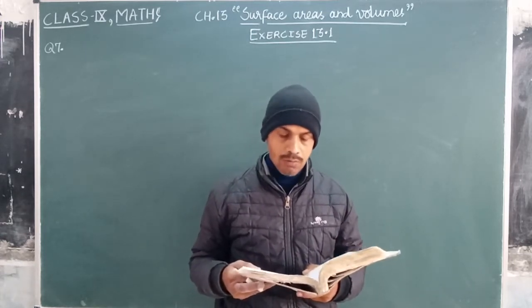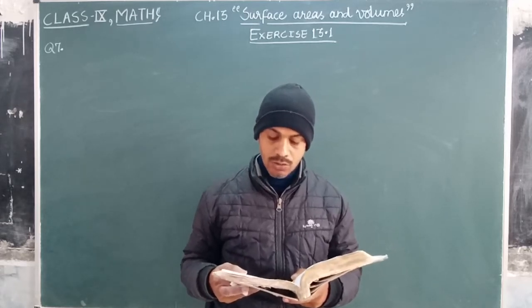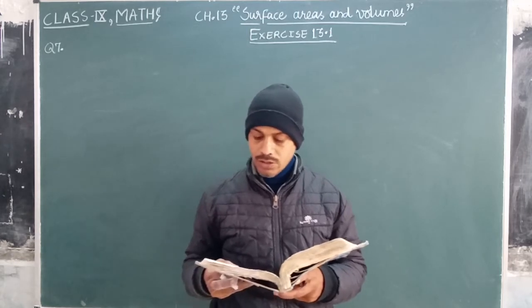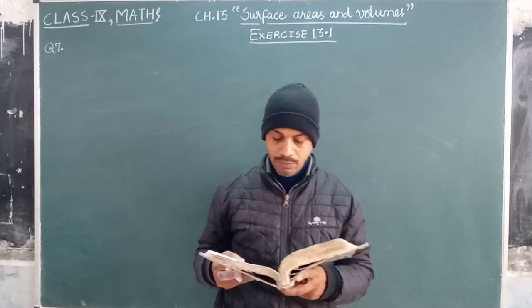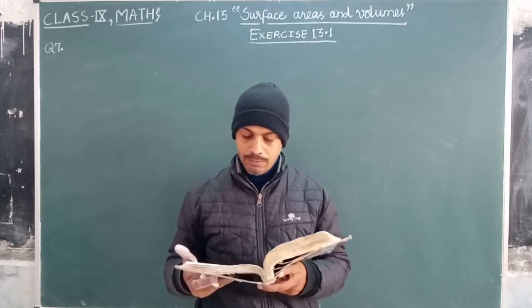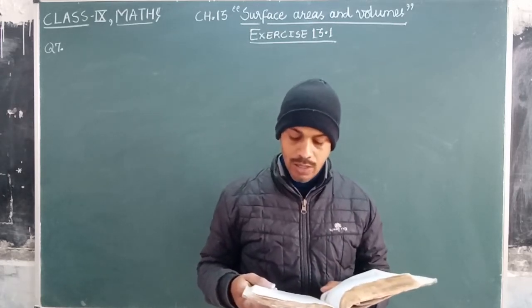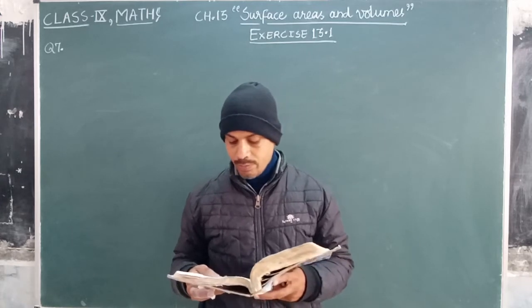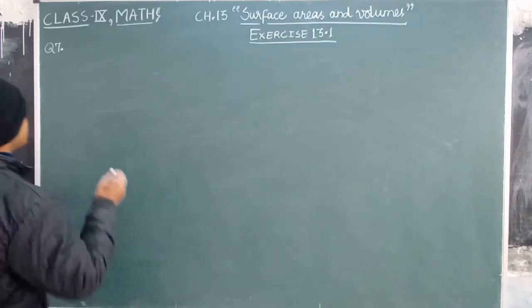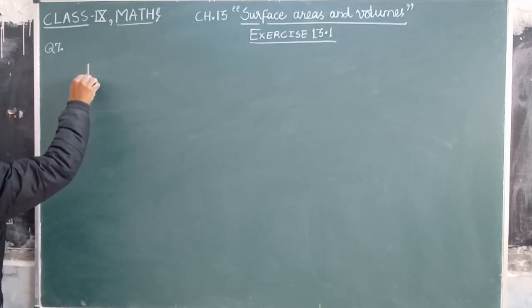For all the overlaps, 5% of the total surface area is required extra. If the cost of the cardboard is rupees 4 per 1000 square centimeter, then find the cost of cardboard required for supplying 250 boxes of each kind. So let's figure out each kind of boxes.